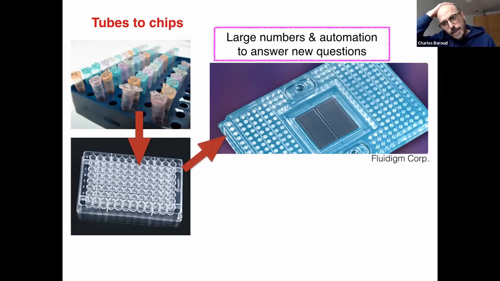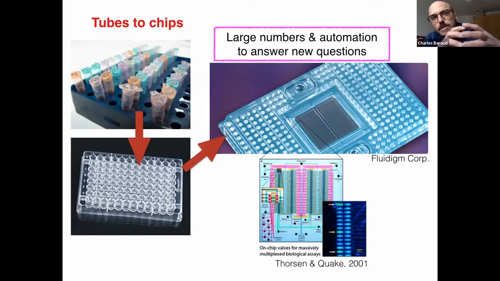The reason why this is interesting is not only because we're reducing the volumes, but because we're integrating the operations and performing many of them. In this way, the idea is to ask a new type of questions, not only ask the same questions with lower volumes, but really ask a new type of questions that you wouldn't be able to answer with traditional methods. And this is now very old. This is 20 years old now, these pictures. But since the beginning of microfluidics, these ideas were present, but it took a long time for them to mature.